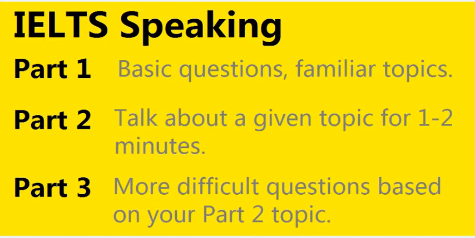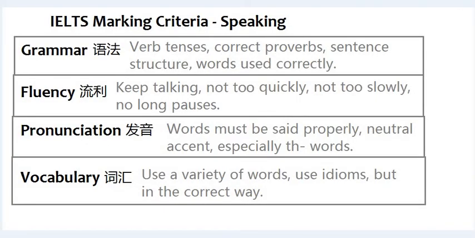on part 3. Part 3, like the rest of the test, is marked on these 4 criteria: grammar, fluency, pronunciation and vocabulary. Grammar is about verbs and sentence structure. Fluency means speaking at a natural pace, not too slowly but also not too quickly. Pronunciation means saying the words the way they are supposed to be said, and to get a good score in vocabulary, you need to show that you have learned a variety of words and that you can use them correctly.